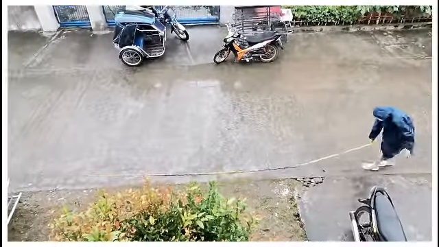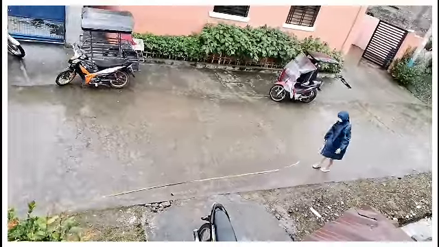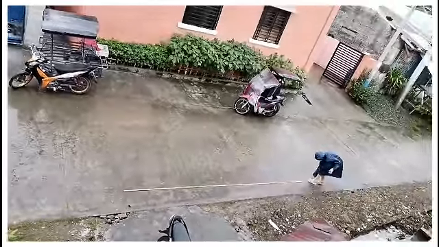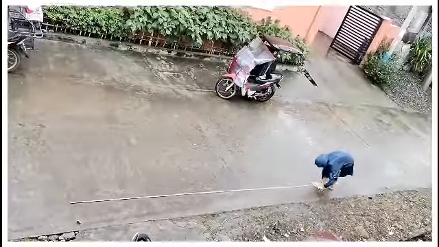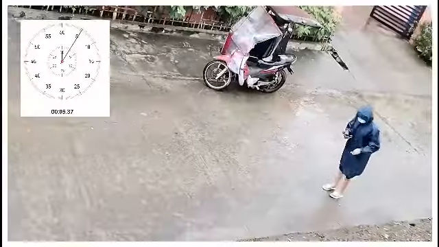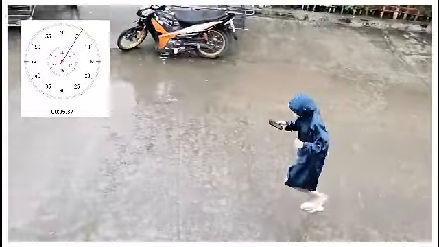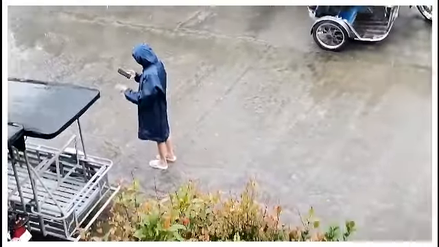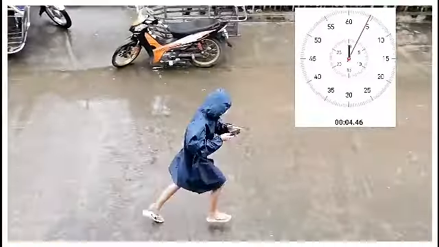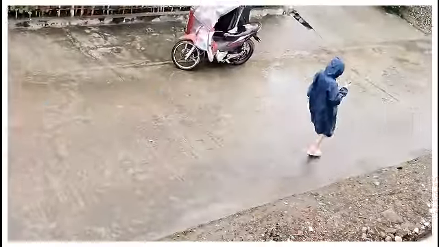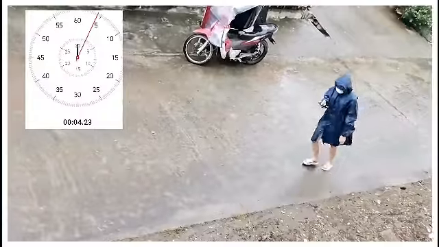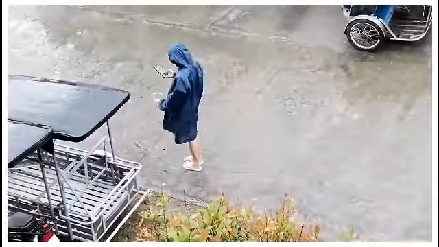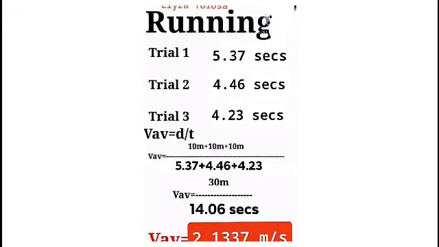First step, we will need to measure 10 meters, mark the starting and the ending point so that we will know the boundaries, and then we will start running. First trial, I got 5.37 seconds. On the second trial, I got 4.46 seconds. On the third trial, I got 4.23 seconds. And then compute it using this formula.